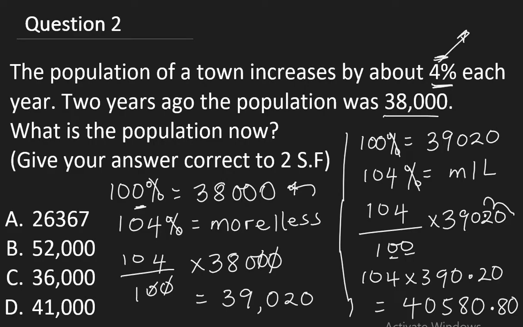Give your answer correct to two significant figures. So two significant figures is just 4 and 1. Let my dotted line be here. Since the next digit is up to 5, you round it up. So we have 41,000. So the right answer is D, 41,000.